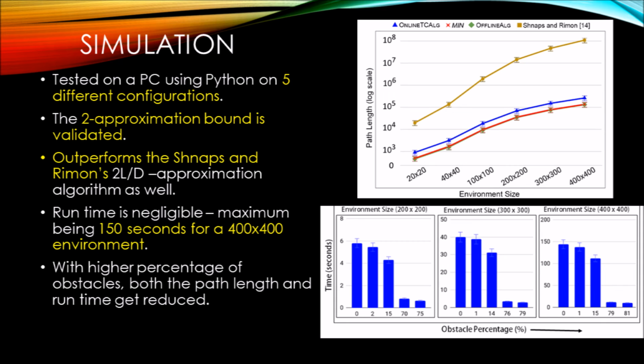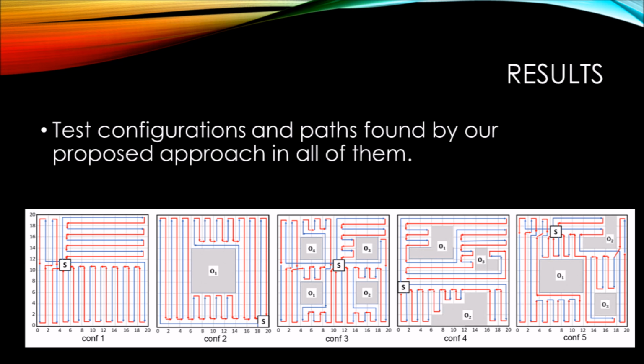Runtime is another performance metric in our test cases. Results show that the runtime is negligible for large environments. For example, our algorithm takes only 150 seconds to completely cover a 400 by 400 environment. As expected, with higher percentage of obstacles, the length of the traverse paths to cover the environment and corresponding runtimes go down. Here you can see the test environments and the corresponding paths followed by the robot to cover it.